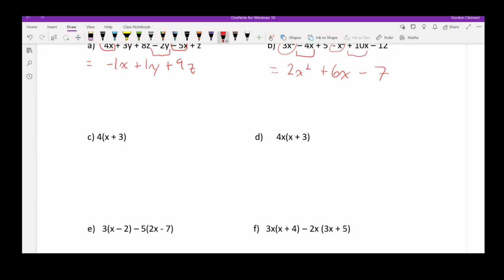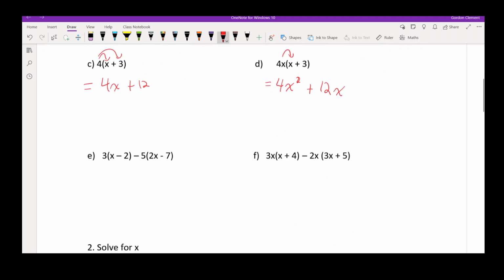When there's a number in front of brackets, it means you're multiplying that term by both things, or all the things, in the brackets. So 4 times 1x is 4x. 4 times 3 is 12, so that turns into 4x plus 12. If there's an x involved, well, 4 times 1 is still 4. X times x is x times itself. It's x to the power of 2. And then 4x times 3 is 12x. There's an x in that multiplication, there's an x in the answer.